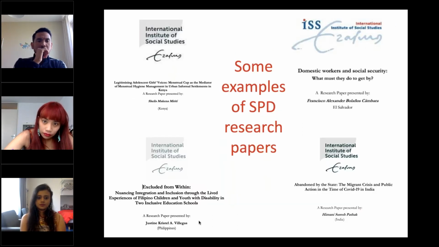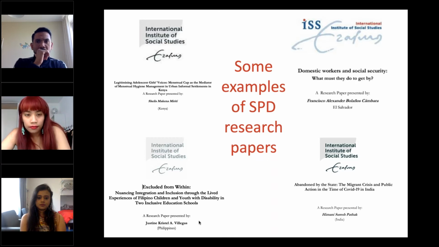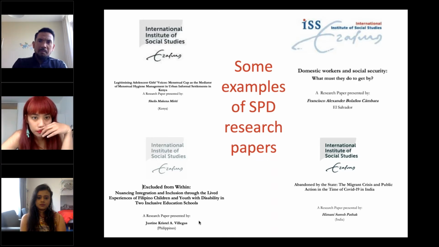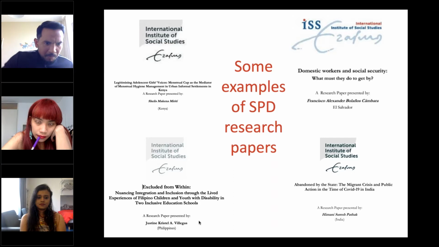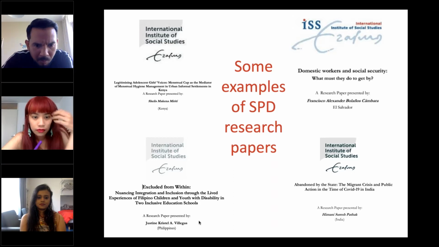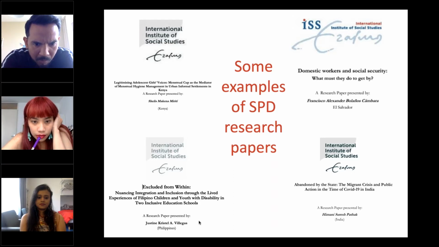Here are some examples of our SPD research papers. They might be a little bit small and hard to read, but I'll read you some examples of the kinds of papers people have written. On the top left, we have Legitimizing Adolescent Girls' Voices, Menstrual Cup as the Mediator of Menstrual Hygiene Management in Urban Informal Settlements in Kenya, from a Kenyan student, Sheila Mriti. We also have an example from El Salvador, a student who did work on domestic workers and social security: What must they do to get by?